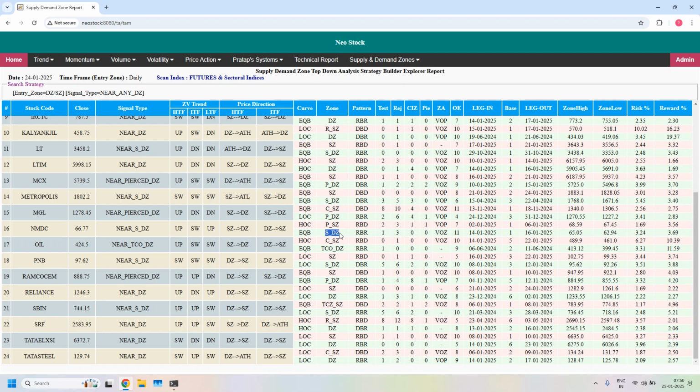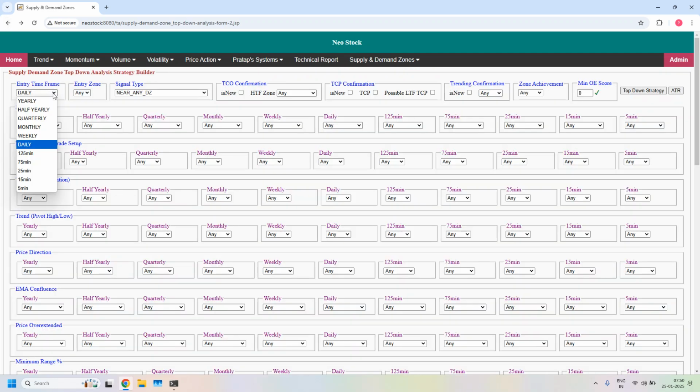Next, NMDC. PNB, Punjab National Bank. State Bank of India. That's it. We have identified 7 daily high liquidity demand zones from this list. 7 zones we identified.